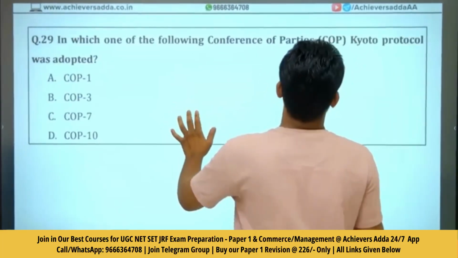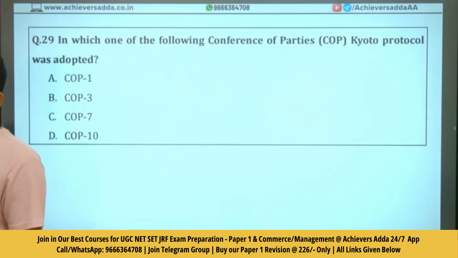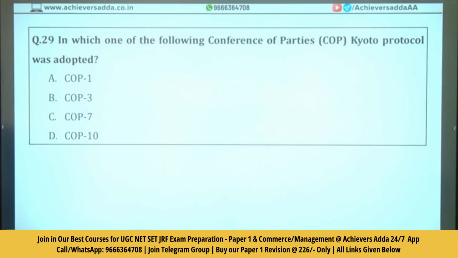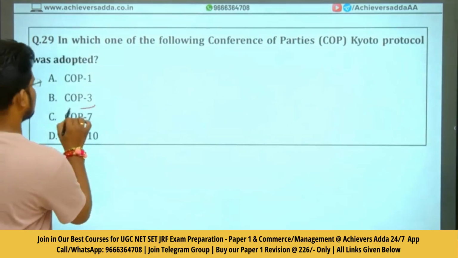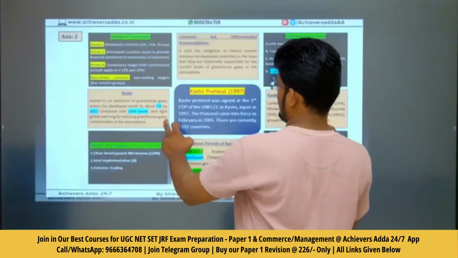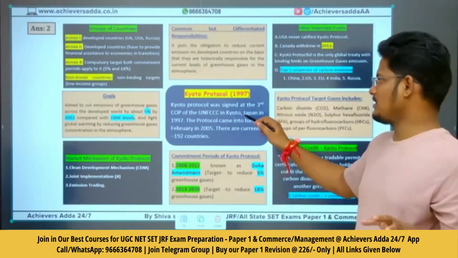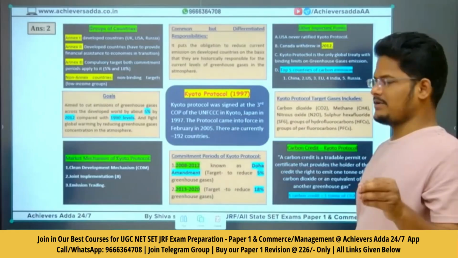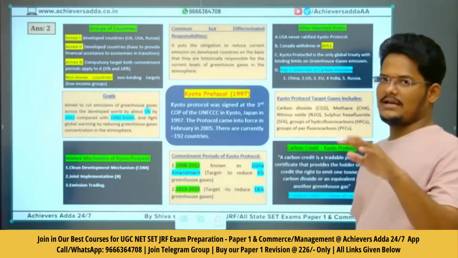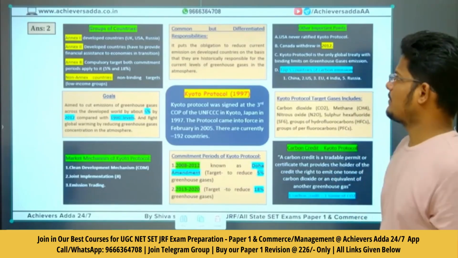In which COP was the Kyoto Protocol adopted? It's COP number 3. In COP number 3 only, the Kyoto Protocol was adopted. If you look here, the Kyoto Protocol was signed at the third COP of the United Nations Framework Convention on Climate Change in Japan in 1997, where 192 countries signed. In 1997 they did it, but in 2005 it came into force.